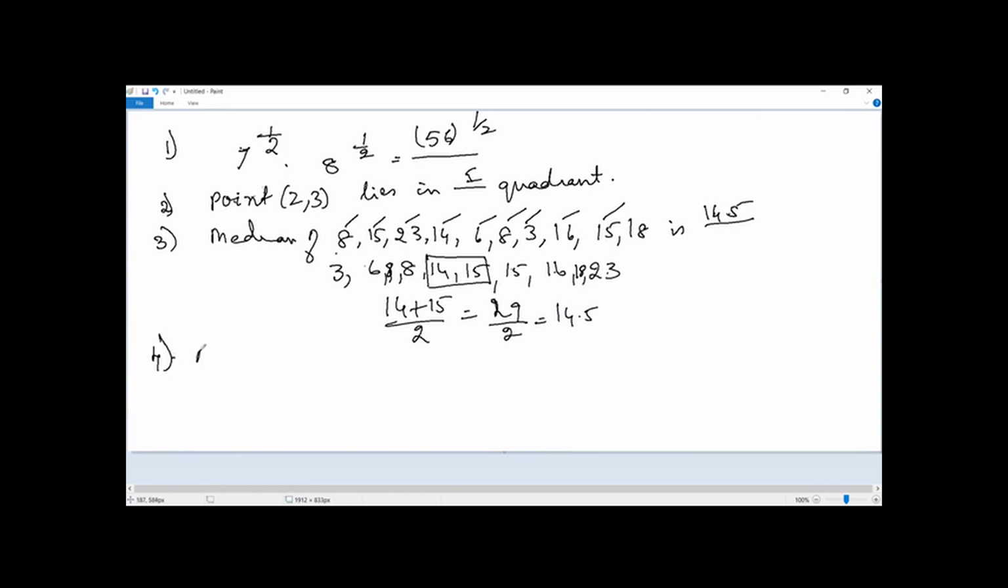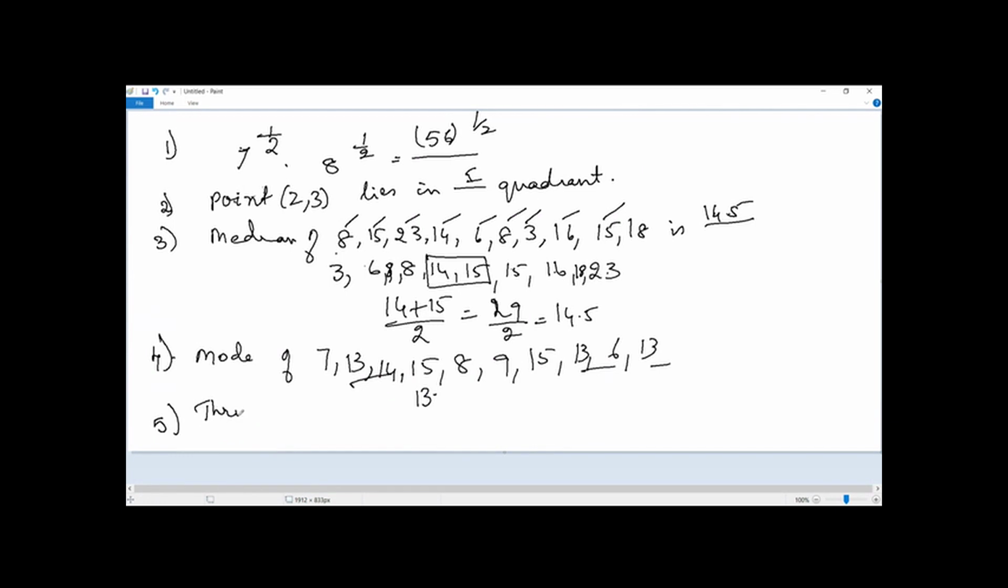Fourth question. Mode of 7, 13, 14, 15, 8, 9, 15, 13, 6, 13. Now, who has to answer? Anjali finished. Bhumika? Yes, ma'am. Mode. Ma'am, 13. Mode is 13. Correct. Next question.